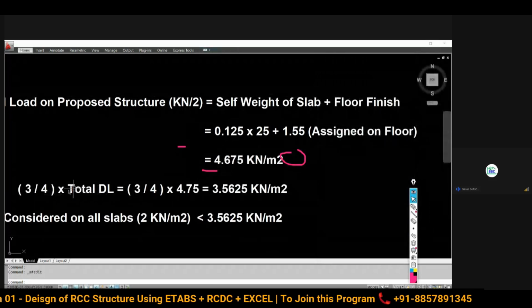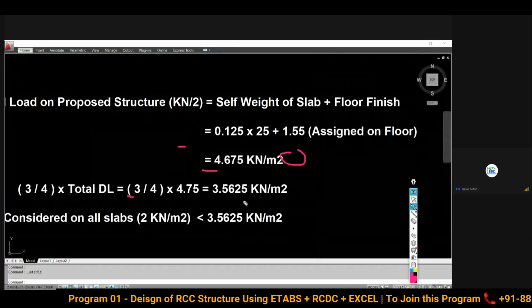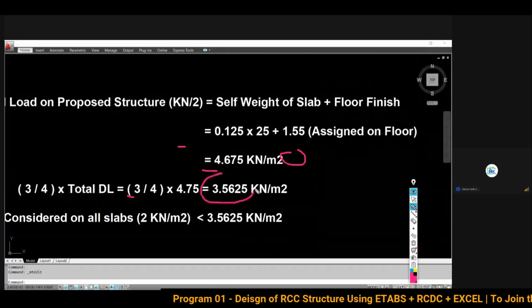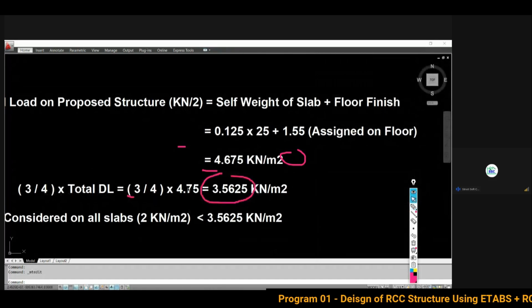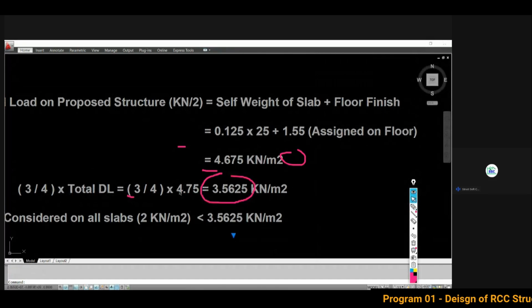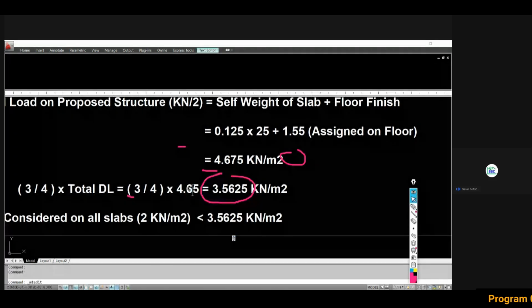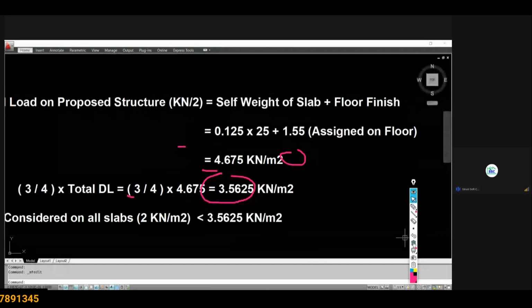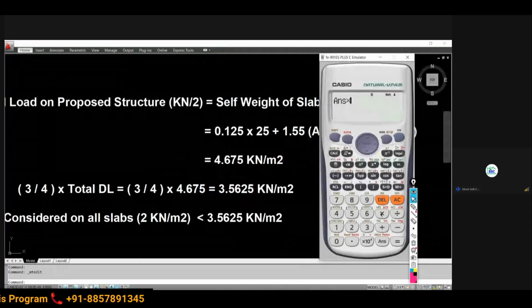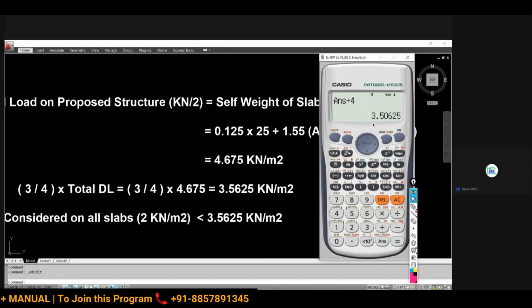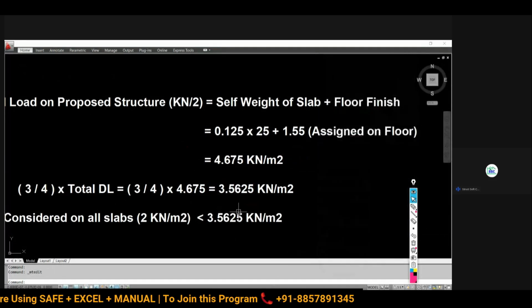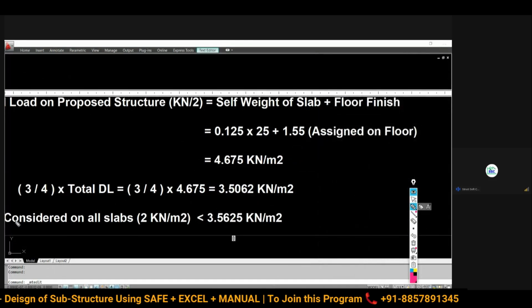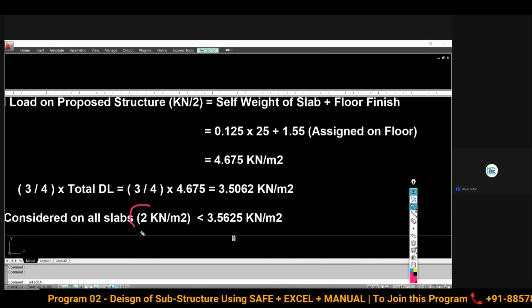Now what is 3/4 of this dead load? 3.565? No, I think it will be wrong. Check it. This is also going to be changed. 4.675 multiplied by 3 divided by 4 is 3.506. Okay, now what is your considered live load on all slabs?